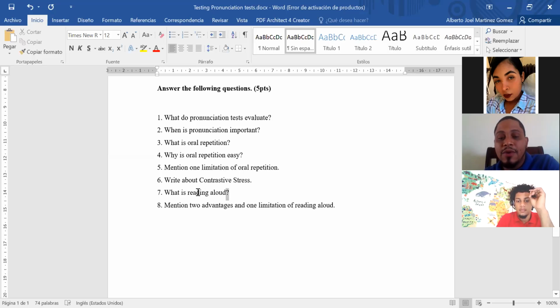But what is the problem of reading aloud? What is the difference between oral repetition and reading aloud? Have you thought about it? What is the difference? With what type of students can you do oral repetition? And what type of students can do reading aloud? Think about that.